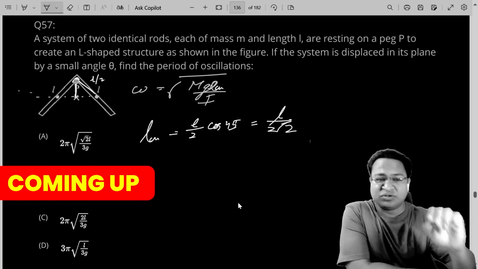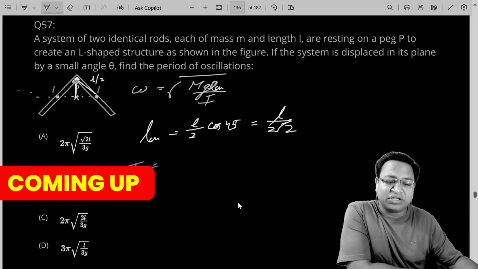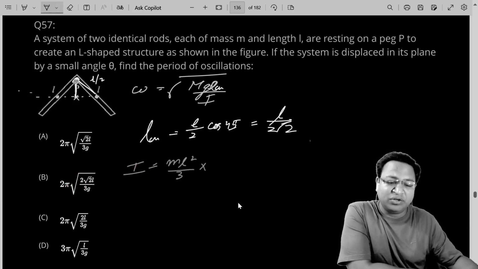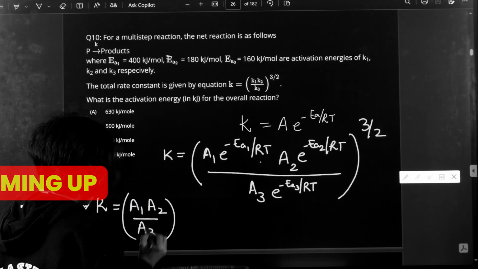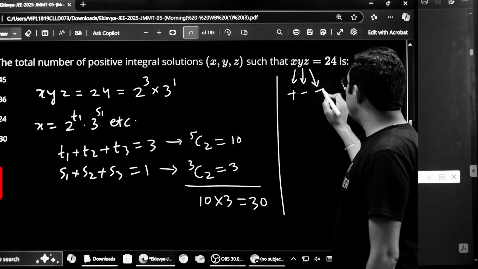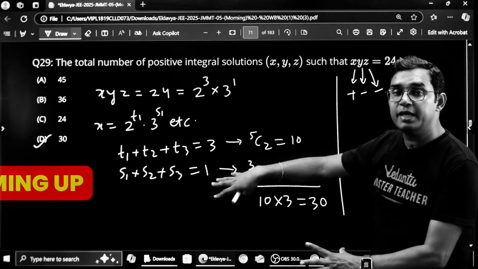perpendicular to the plane of the drawing, passing through the intersection point of the two rods. So that moment of inertia will be written as moment of inertia of one rod into twice. K is equal to A1, A2 by A3 is equal to 3 by 2. Y negative, Z negative, keeping same magnitude as you are getting here.